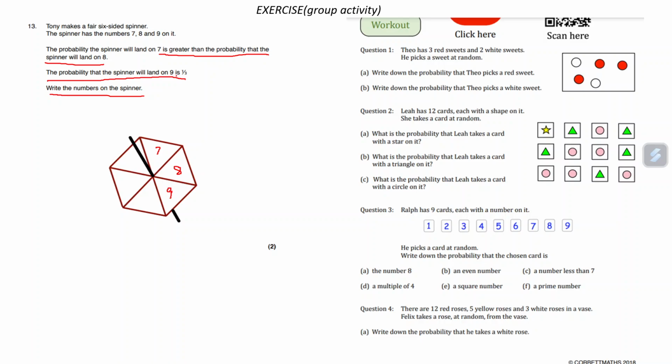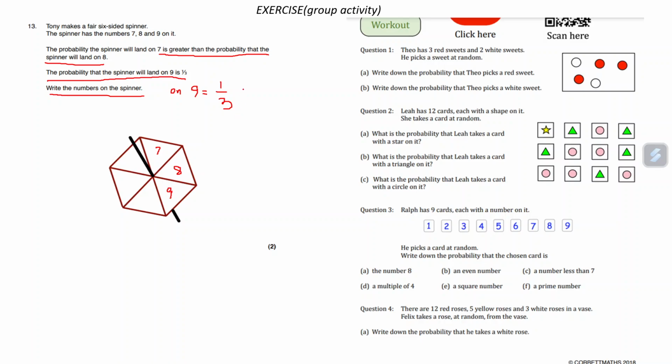So the probability that the spinner will land on 9 is 1 over 3. Let me write it out. The probability of landing on 9 is equal to 1 over 3. And remember, the spinner has 6 sides to it. So the probability that it will land on 9 is 1 over 3.